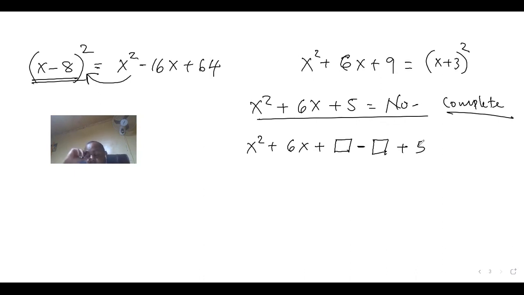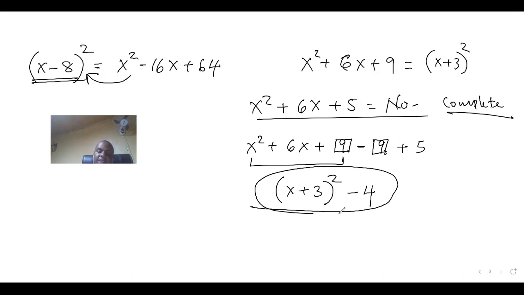What if you do 9 minus 9? Realize 9 minus 9 is 0, so you haven't done anything. But realize x squared plus 6x plus 9 is already x plus 3 squared, right? And minus 9 plus 5 is minus 4, and so you have completed it. You have done the process of completing the square. So that's how the completing the square method works.